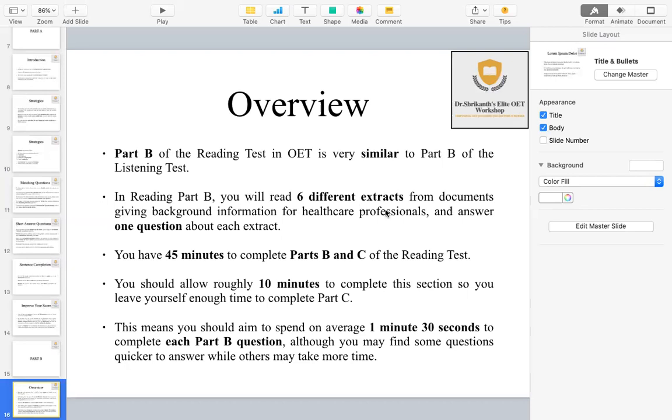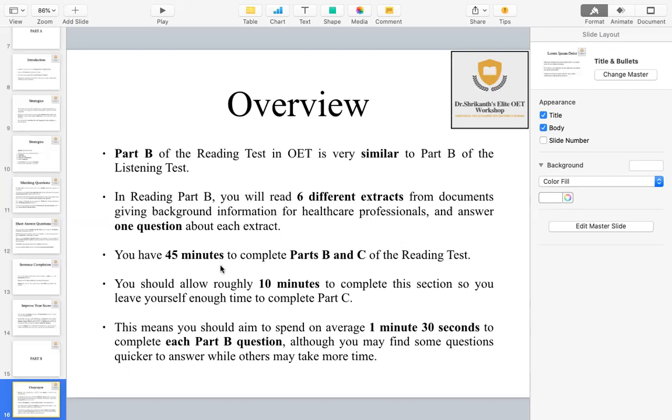The information comes from documents, and you can expect it to give background information for healthcare professionals, and you answer one question about each extract. So basically it is about documents giving certain background information for healthcare professionals, not to patients, only for healthcare professionals. So it will be medical terminologies and stuff, and you have to answer one question from each extract. So one extract, one question. It is multiple choice questions. You just have to find out which option is the correct answer.